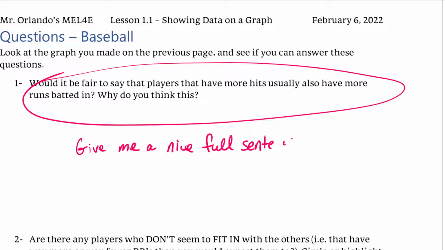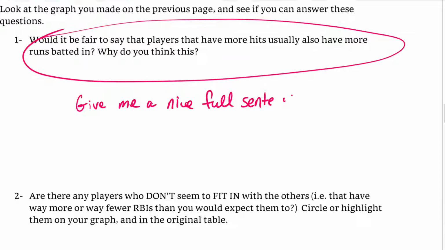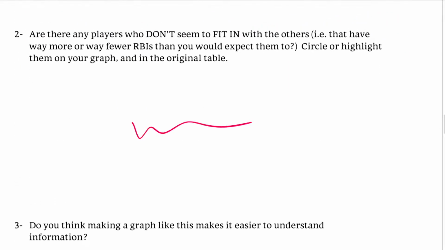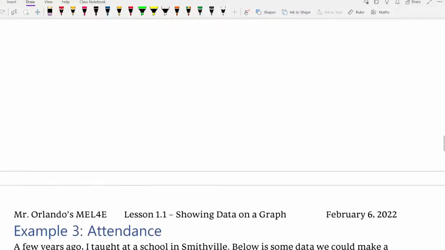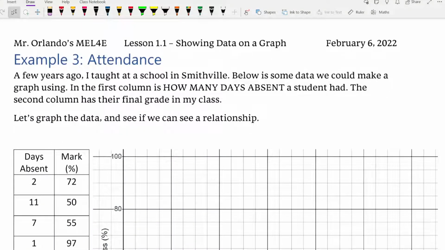And then from there, give me a full sentence answer for that question and for all these questions, really. Will be time well spent. And then we can look at a last example.